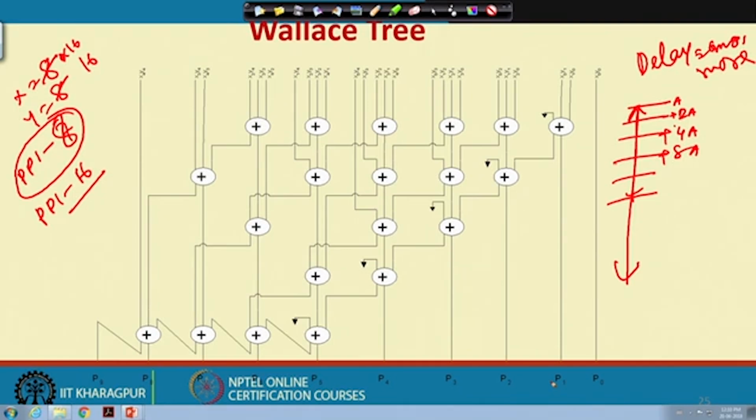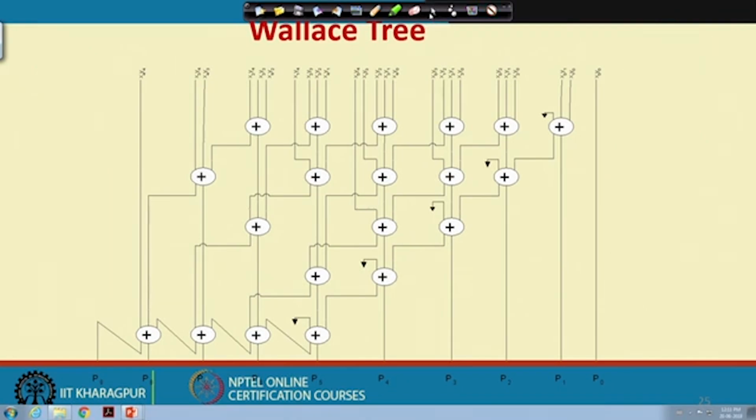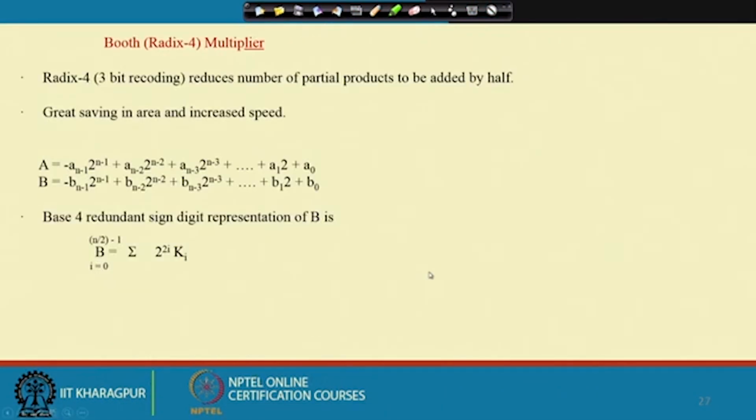So, people have thought, why can't we reduce the number of partial products? If I can reduce this depth, at that time I can reduce the delay. So, how can I reduce this particular depth so that I can get the benefit or reduce the delay? That is why people have done this Booth's multiplication. Okay. So, this says that there is a recoding technique, that means the multiplicand is recoded.